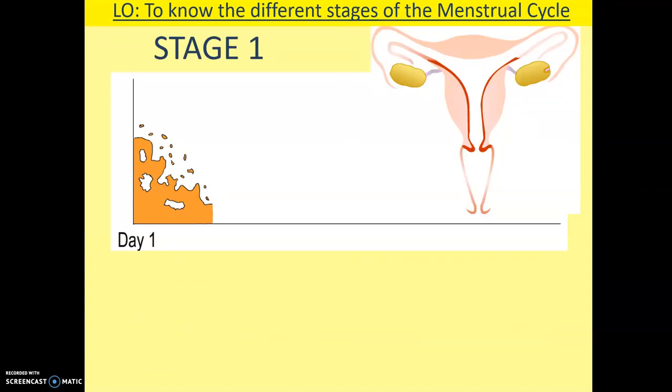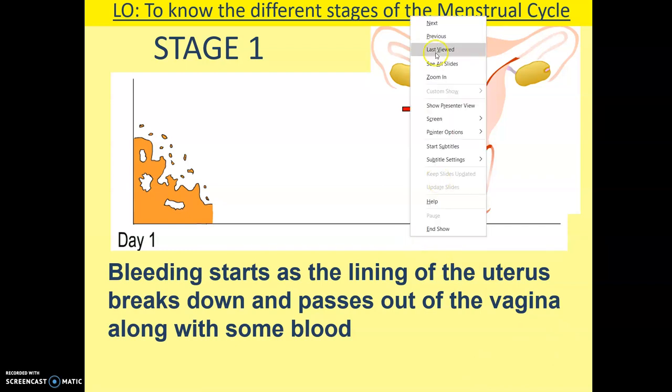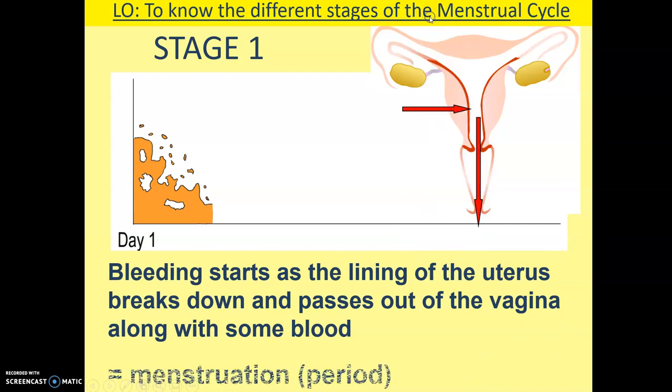Now, let's start from stage 1. In stage 1 of menstruation, bleeding starts as the lining of the uterus breaks down and passes out of the vagina along with some blood. That is why most of the time it does appear as blood. Now, for the next part, which is the second stage, we've talked about that. That is actually menstruation, period.